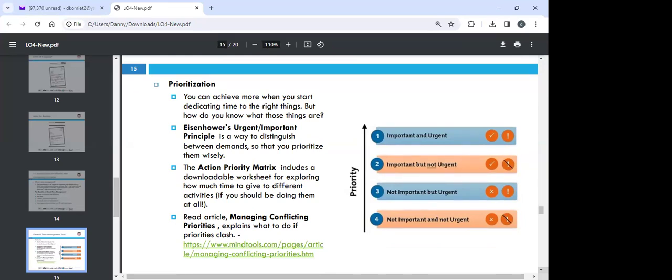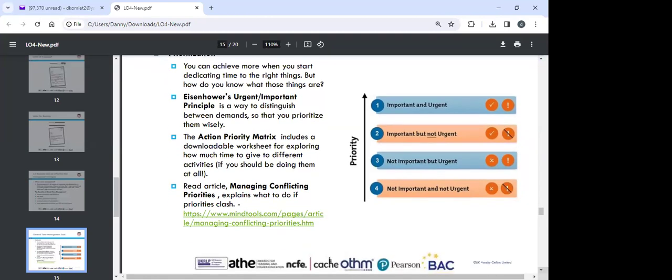So look at categorizing the demands into these categories. Are they important and urgent? Are they important but not urgent? Are they not important but urgent? These are the things that you can look at. The Action Priority Matrix, which includes a downloadable worksheet for exploring how much time to give to different activities, and whether you should be doing them at all.